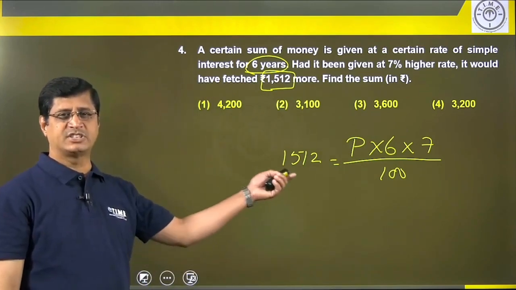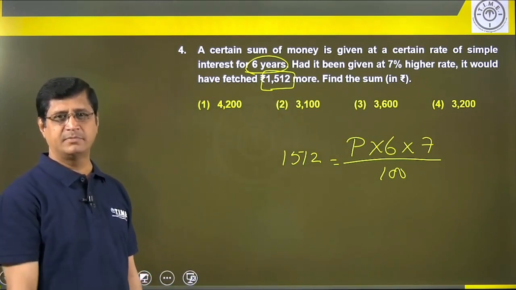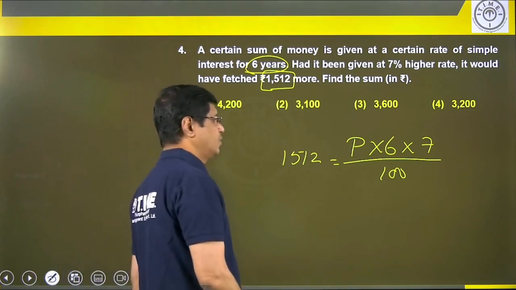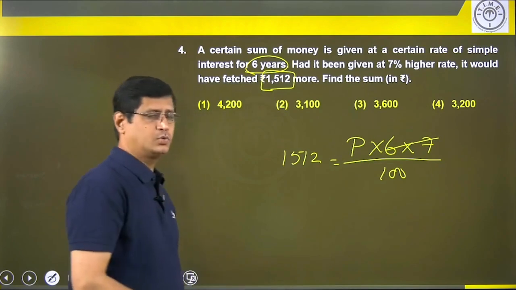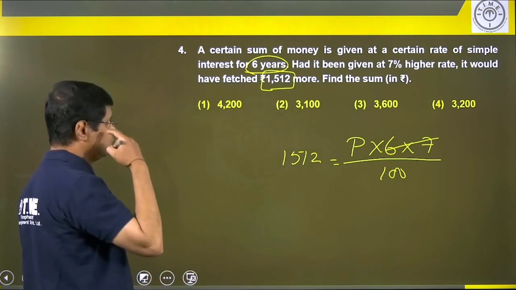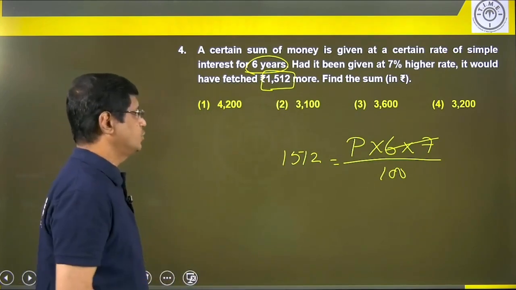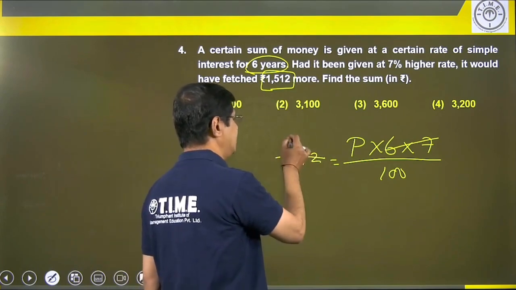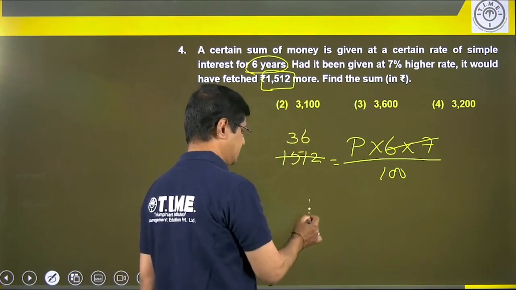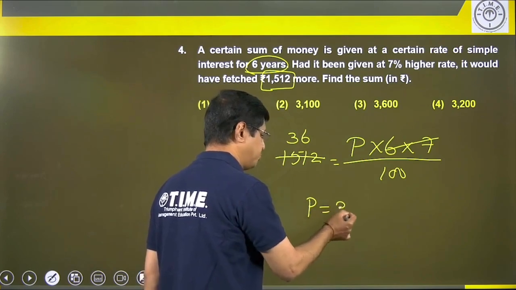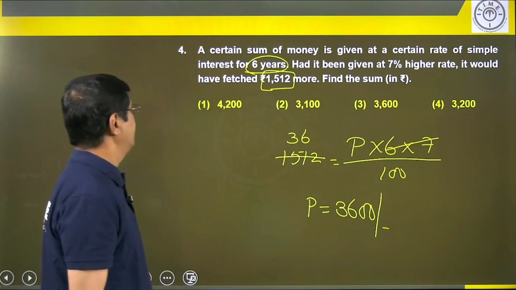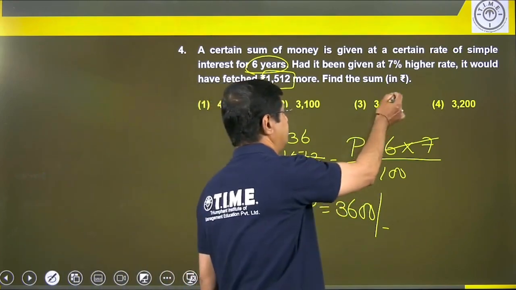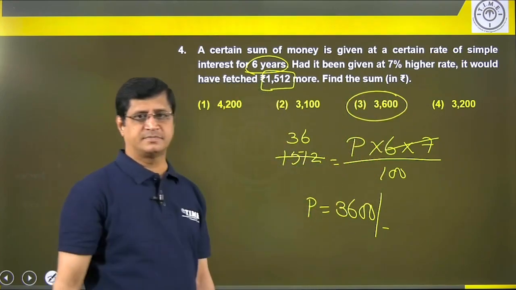Means that is the interest on that principal for that period of time. Simplify here. Now what is the cancellation? 6 into 7, that is 42. Now 42, it goes how many times? 42 here goes exactly 36 times. Now what is the value of the principal? The value of the principal is 3600. Option 3. The third choice is the right answer.